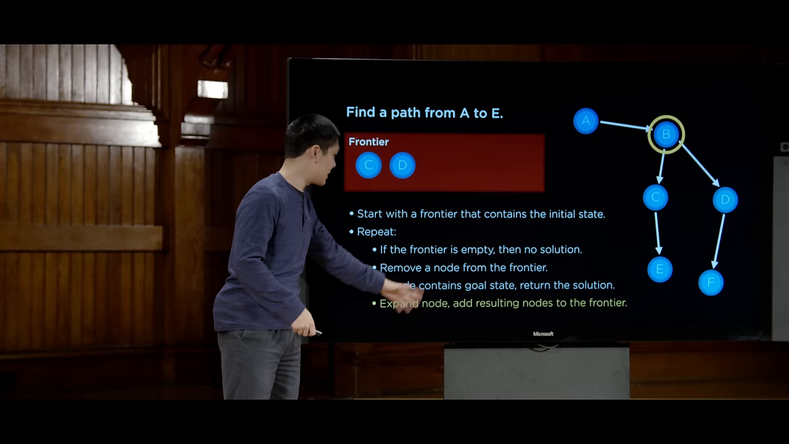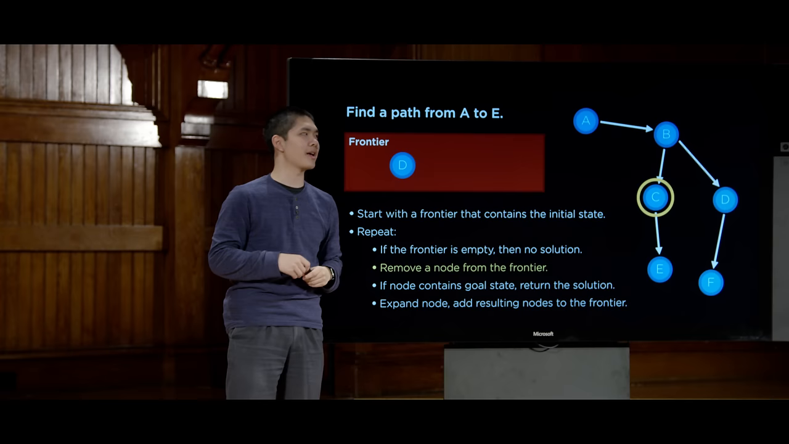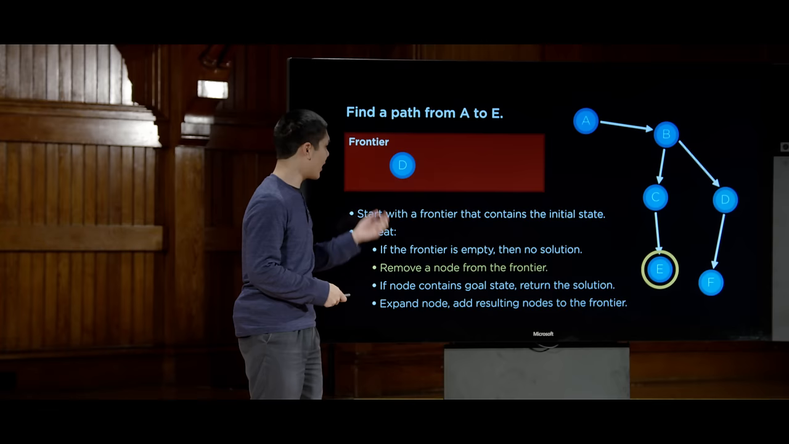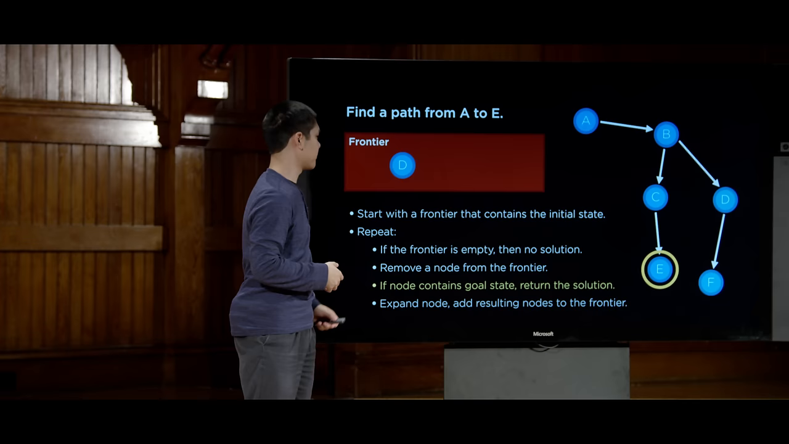We remove a node from the frontier. For now, I'll do so arbitrarily just by picking C. We'll see why later, how choosing which node you remove from the frontier is actually quite an important part of the algorithm. But for now, I'll arbitrarily remove C, say it's not the goal. So we'll add E, the next one, to the frontier. Then let's say I remove E from the frontier. And now I check. I'm currently looking at state E. Is it a goal state? It is, because I'm trying to find a path from A to E. So I would return the goal. And that now would be the solution. I'm now able to return the solution, and I have found a path from A to E.